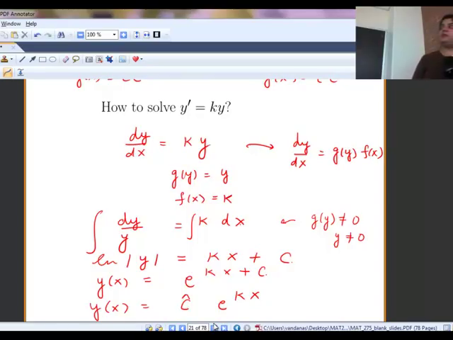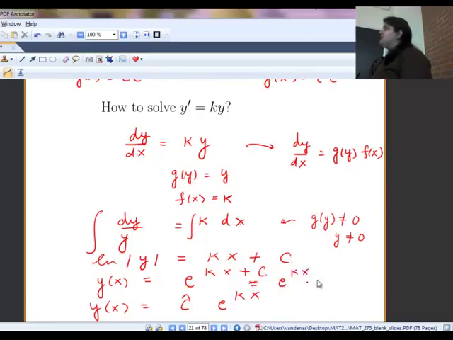Now why is this correct? So instead of writing that above solution, I rewrite this in this form. This is the same as e to the power kx times e to the power c, by the rule of exponents. So this e to the power c, I merge and name as a new constant c hat, times e to the power kx, which will be a family of solution of this differential equation.